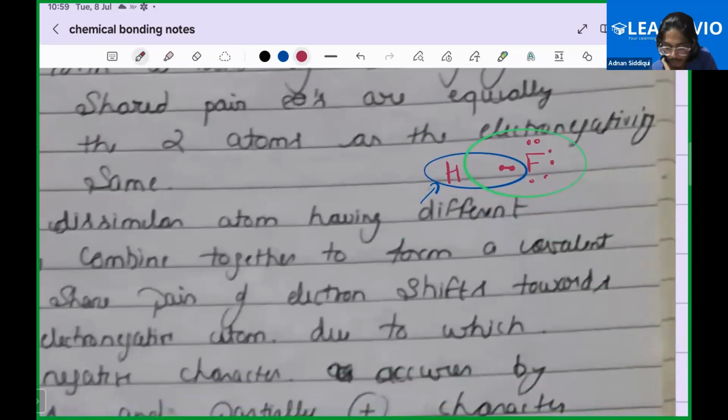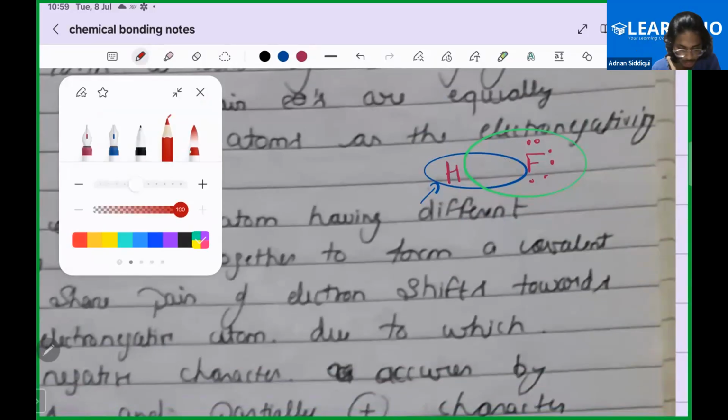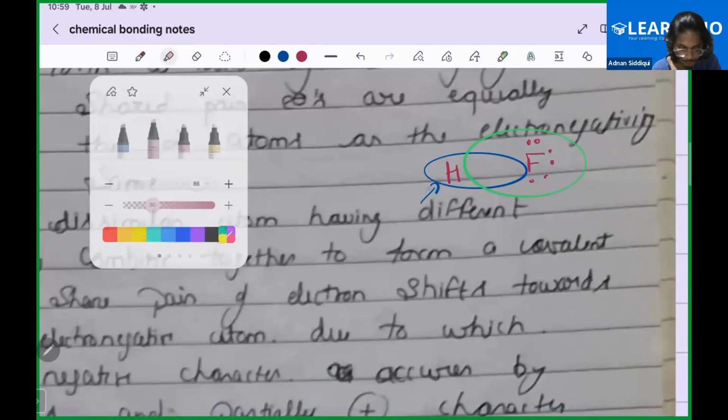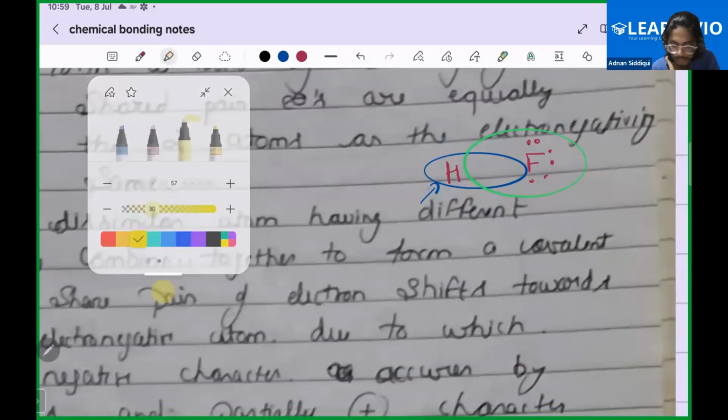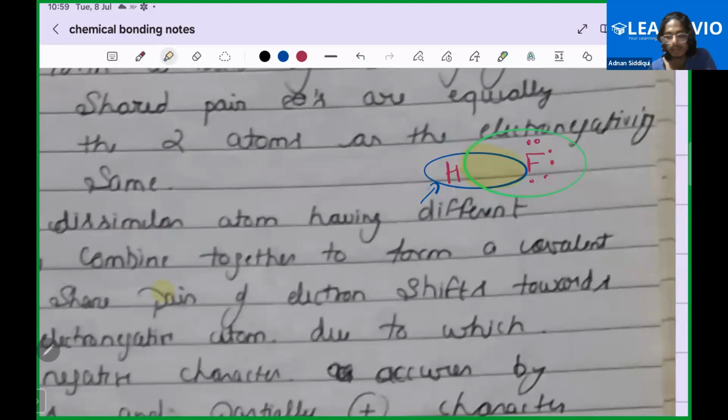Suppose this is your electron density. Let me show it with a highlighter. Uh, where is my highlighter? See, this is electron density, right? This is your electron density. Electron density is equally distributed. It is not shifted to a specific atom, but due to fluorine's electronegative nature, fluorine wants to pull the electron density on itself. So now the electron density is concentrated near fluorine.